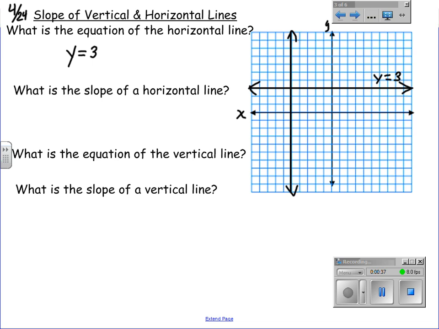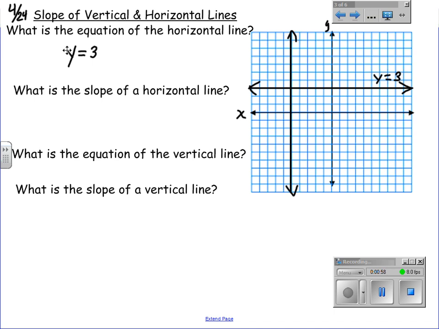Now we want to take a second and talk about the slope, because we have not talked about the slopes of these lines at all. Do you have a prediction about what you think the slope of this line will be? Peyton? 0. Peyton predicts 0. Anyone have other predictions? How many of you think Peyton's right? All right, let's find out.